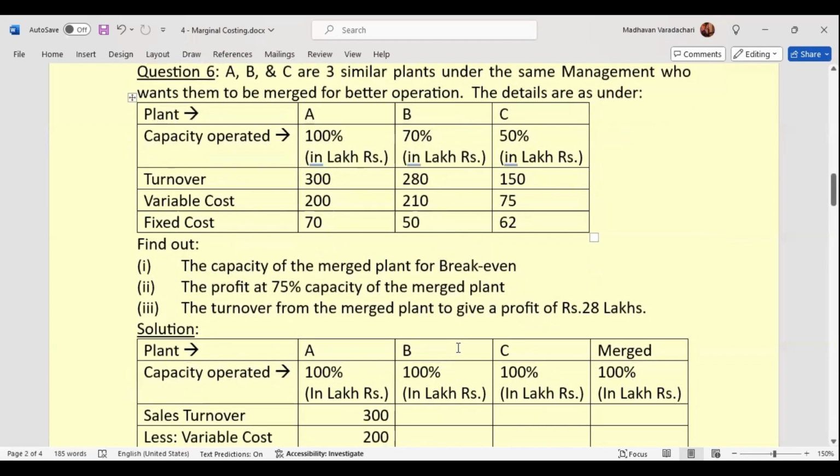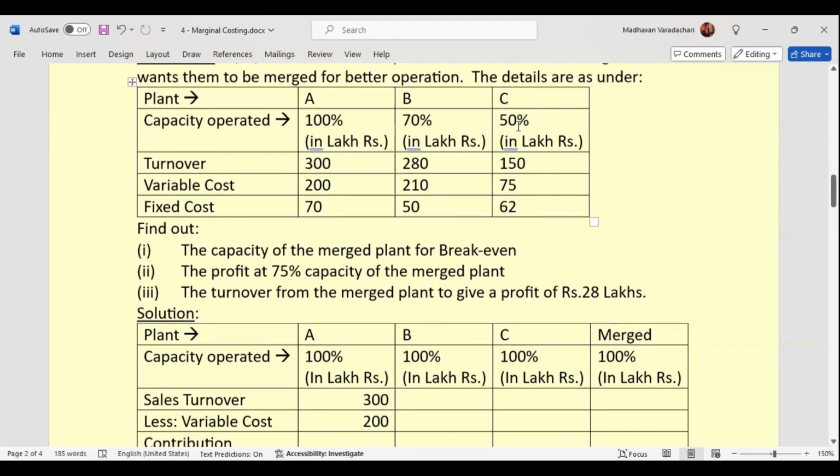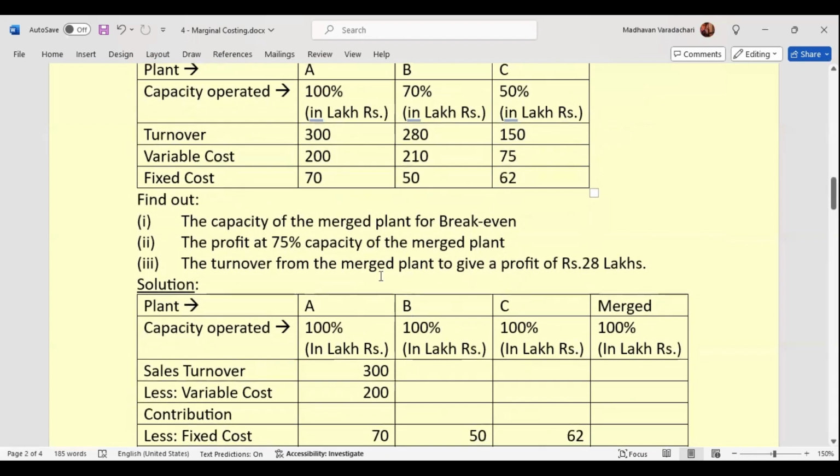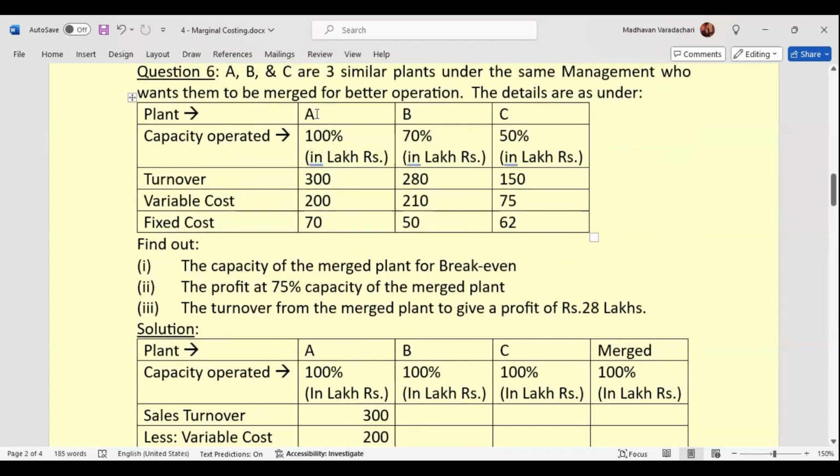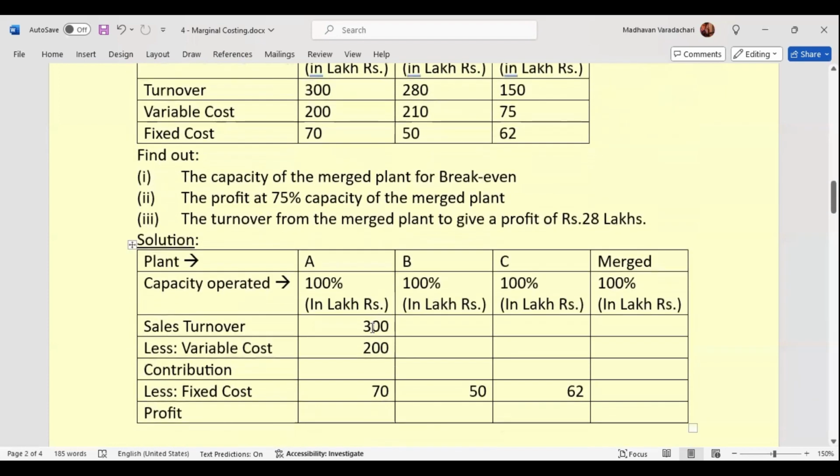So we need to first convert all these plants to 100% before merging them. For plant A, we need not do any conversion. We are keeping the same figures, sales as 300, variable cost as 200, and fixed cost as 70. So let us calculate this. Contribution will be 100, and then profit will be 30.